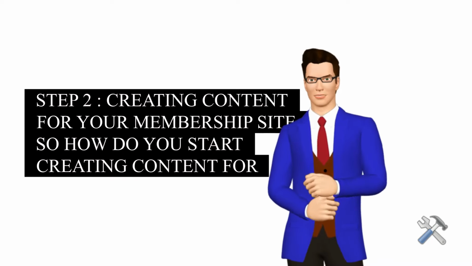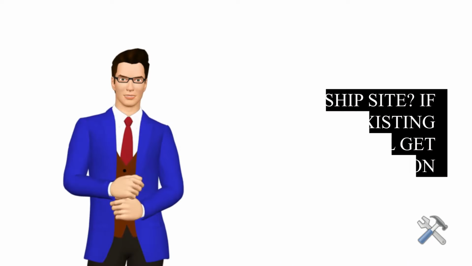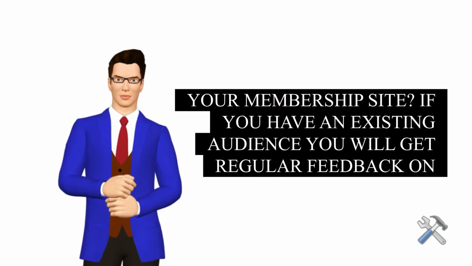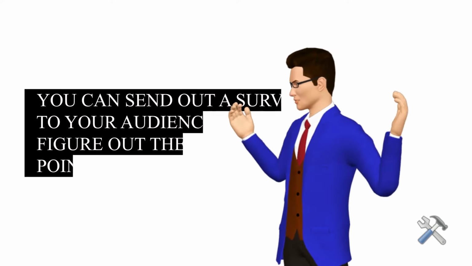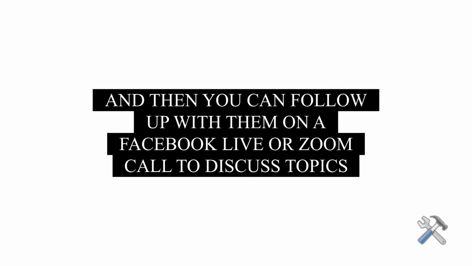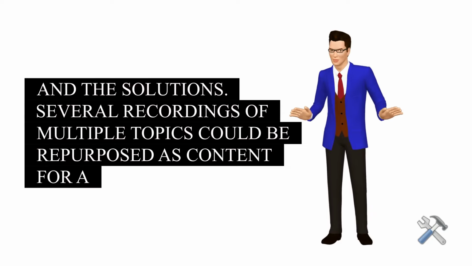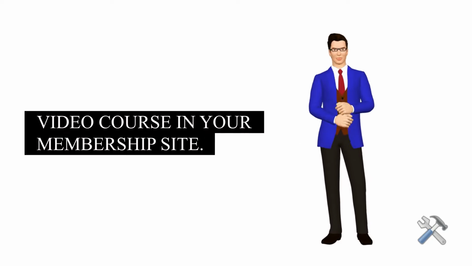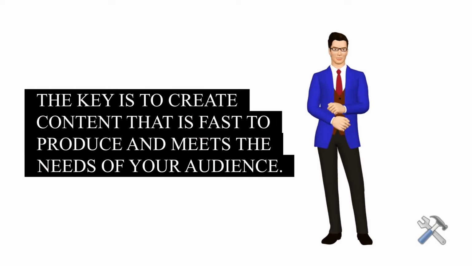Step 2. Creating content for your membership site. So how do you start creating content for your membership site? If you have an existing audience, you will get regular feedback on the things they are interested in. You can send out a survey to your audience to figure out their pain points, and then you can follow up with them on a Facebook Live or Zoom call to discuss topics and the solutions. Several recordings of multiple topics could be repurposed as content for a video course in your membership site. The key is to create content that is fast to produce and meets the needs of your audience.